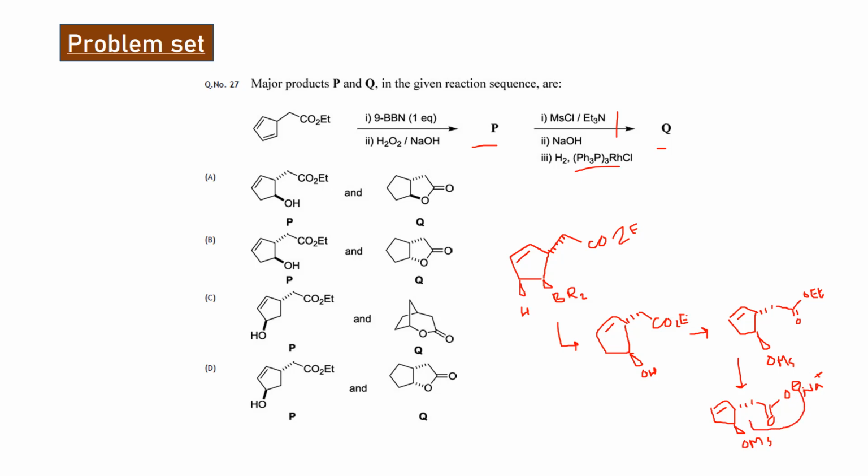O minus comes from below the plane, as the OMS is above the plane. This gets removed, and in presence of Wilkinson catalyst this double bond gets reduced and we get this as our product. So the correct option is option B.